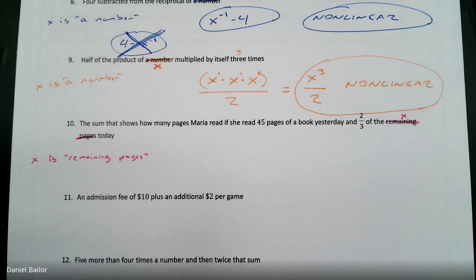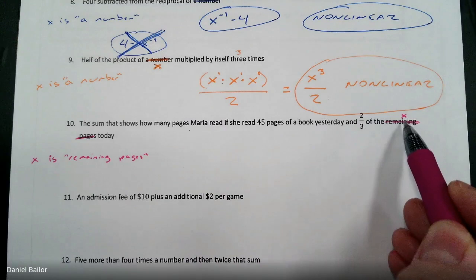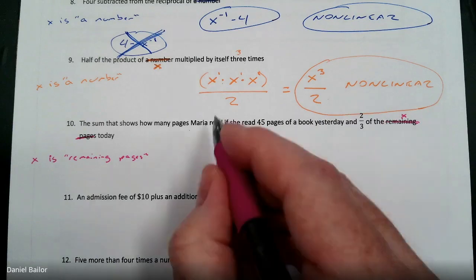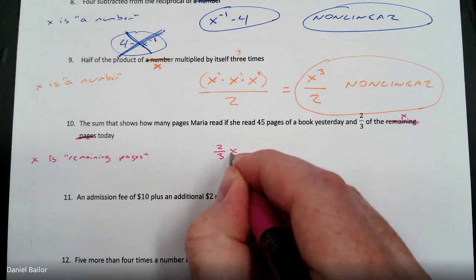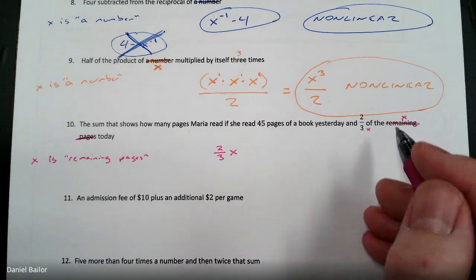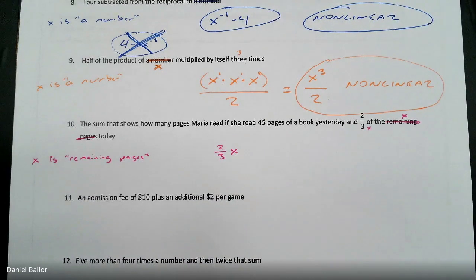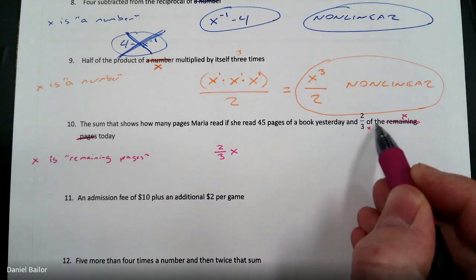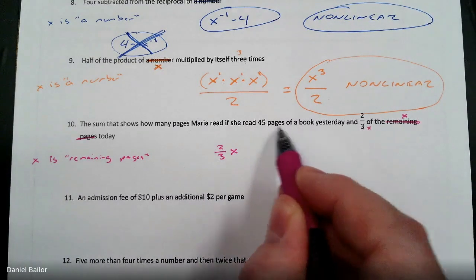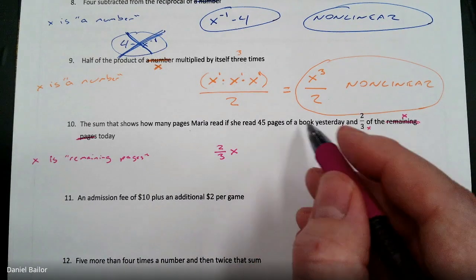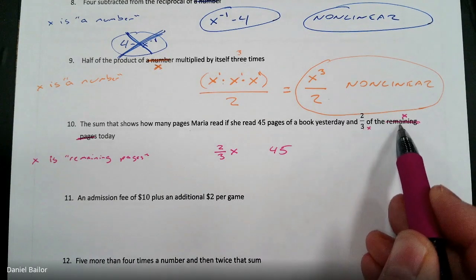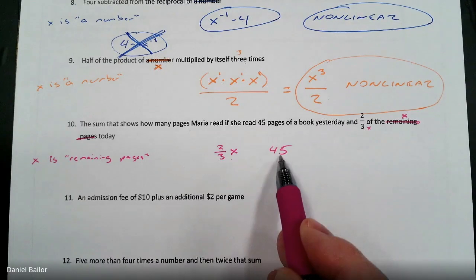And now remember, I always like to start closest to the variable. So we see 2/3 of the remaining pages. That means we have 2/3 times X. Of means multiply. 2/3 times X. That's how much she read today. Well, let's move away from the X. So we did the part closest. Let's move a little bit further away. 45 pages of a book yesterday. Well, 45 pages yesterday is just a constant. It is just 45. 2/3 of the X today, 45 constant from yesterday.